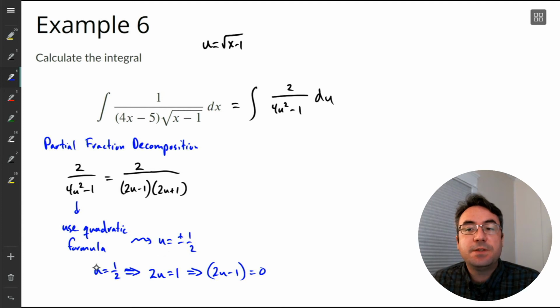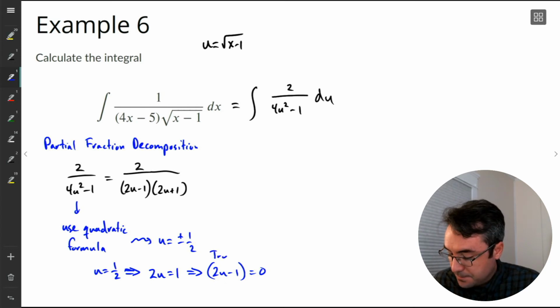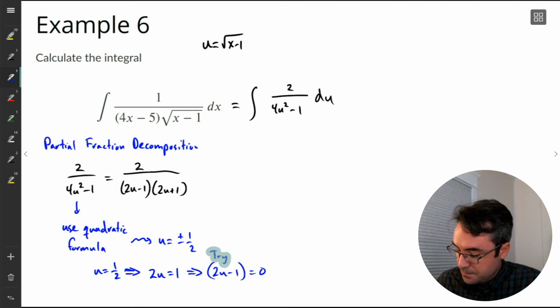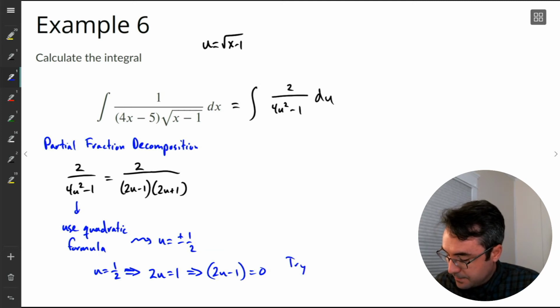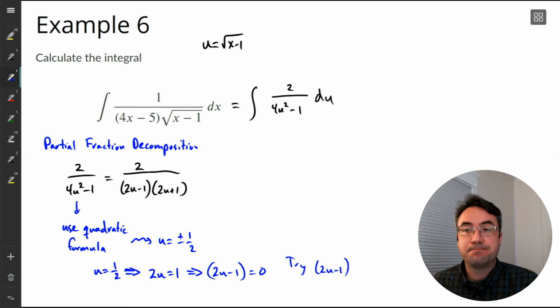So you can use these solutions to help you figure out, if you're getting stuck factoring, you can use it to help you figure out the factors, kind of work backwards. So, solving it, we get u equals 1/2. Working backwards can kind of tell us one of the factors to try. So we would try 2u minus 1 as a factor. And it does actually work out in this case.